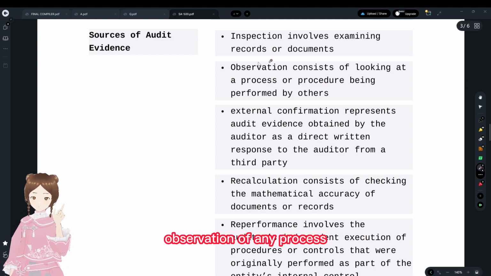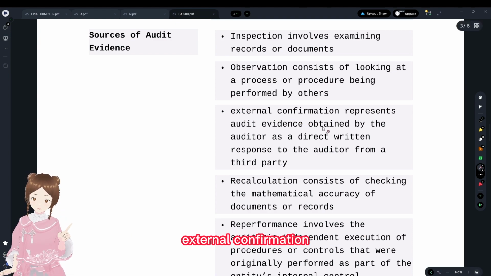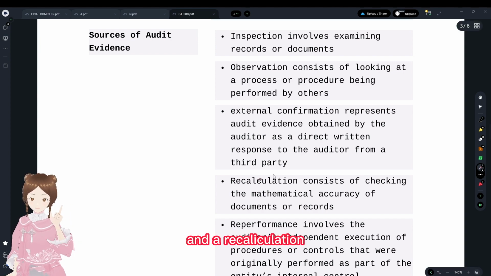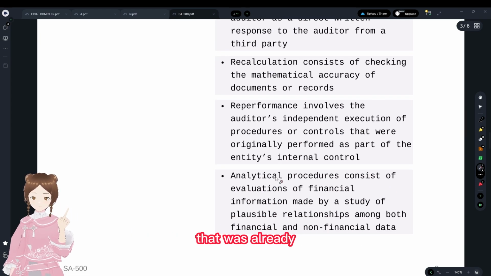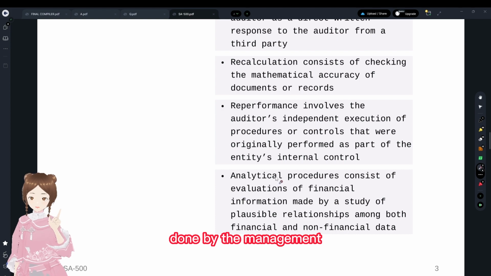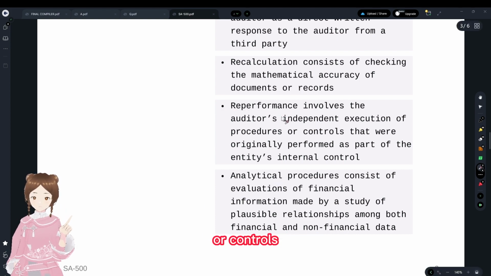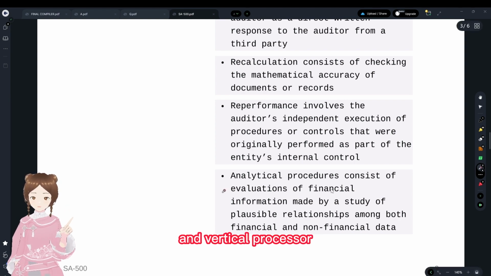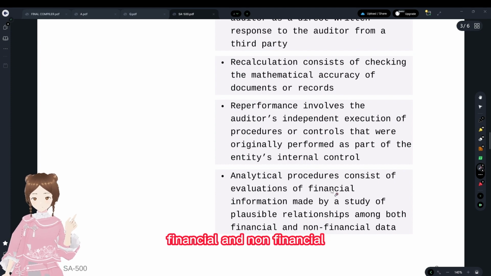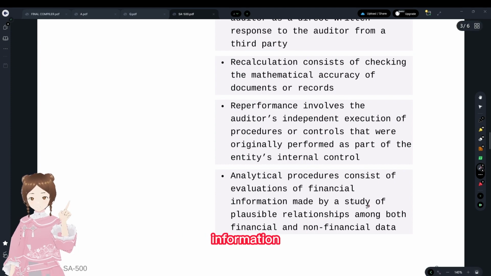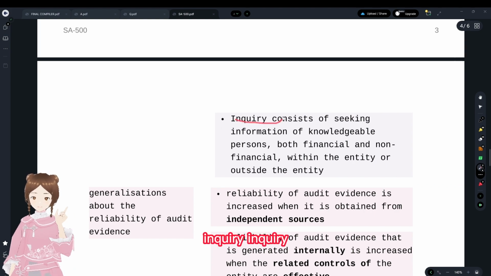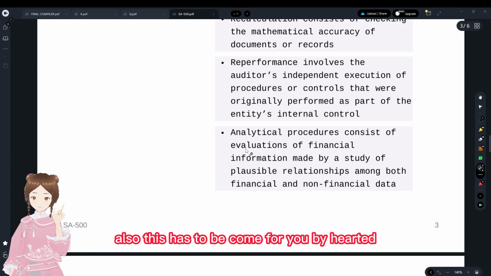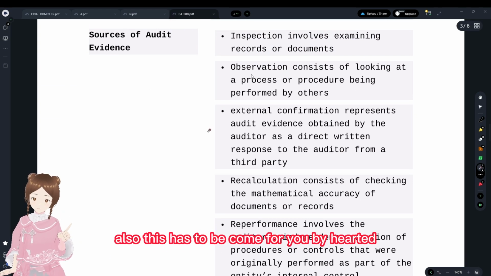Inspection of any documents, observation of any process, external confirmation with regards to confirming balances, and recalculation, which is recomputation of any kind of balance that was already done by the management. Reperformance is any kind of control that was again performed by the auditor. Analytical procedure is just comparison of financial and non-financial information. That's it. Then inquiry is a questionnaire, asking questions within the entity or outside the entity also. This has to be learned by heart.